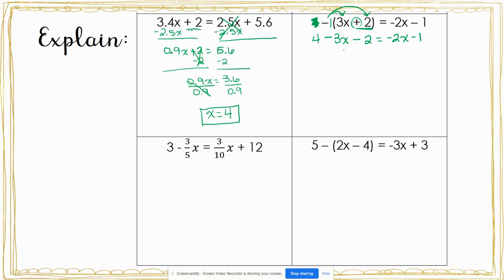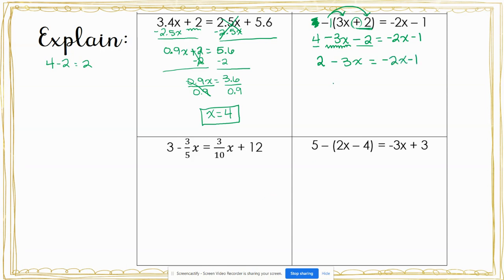Now I can solve this like normal, but I still have like terms on the left side of the equation. So I have the constant 4 and negative 2. Well, that's like saying 4 minus 2, which would give me 2. So I need to put those together. 4 minus 2 is 2, but I still have this minus 3x that I can't forget about, so I'm going to write minus 3x. Then I still have equals negative 2x minus 1.